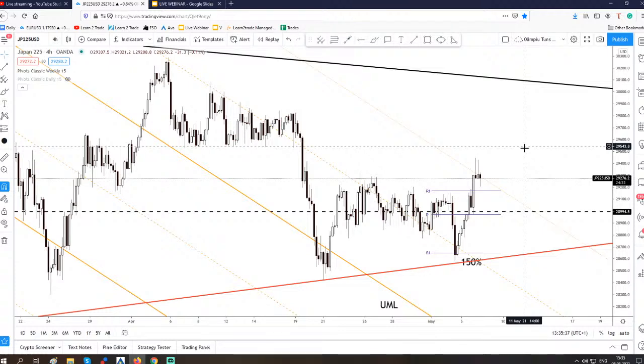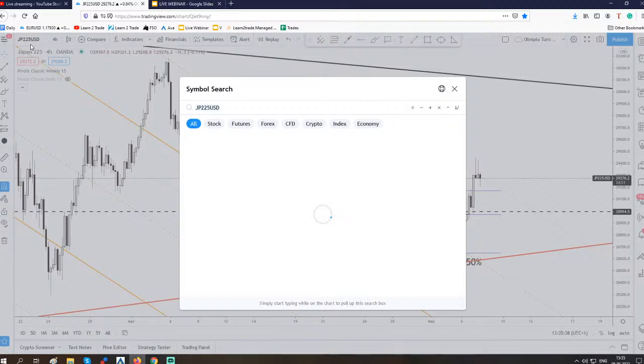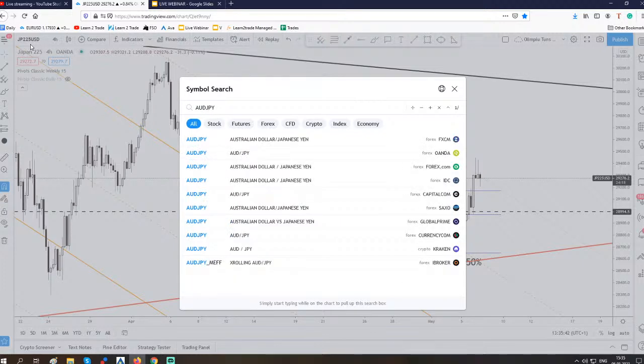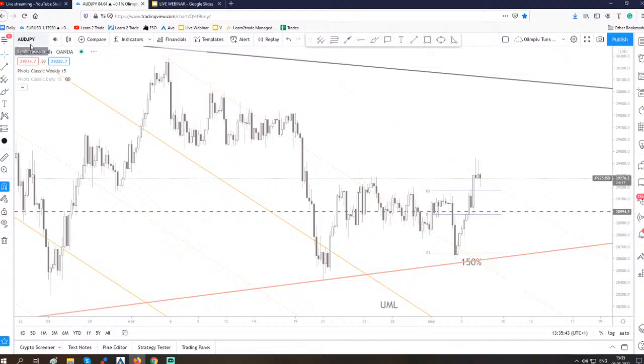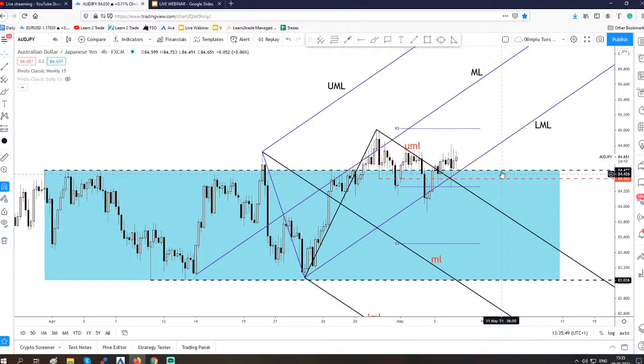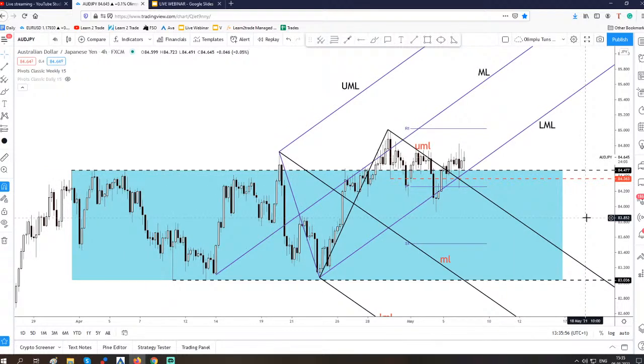Okay, and let's move forward. Australian dollar versus the Japanese yen. This position looks good as well, so we decided here to go long as well. All these long positions, orders, signals, the euro versus the Japanese yen and the Australian dollar versus the Japanese yen, were sent to the VIP Telegram group.